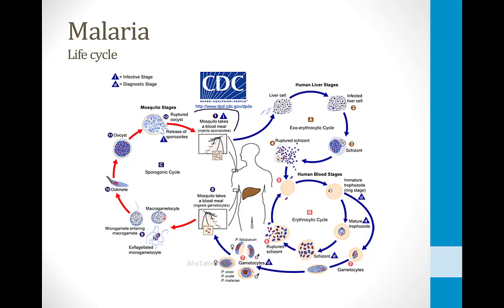So step one is the mosquito taking a blood meal and injecting that infectious form, the sporozoite form, into the blood. From there it goes to a liver cell where it matures into a schizont, and then the schizont ruptures and releases those merozoites into the bloodstream.